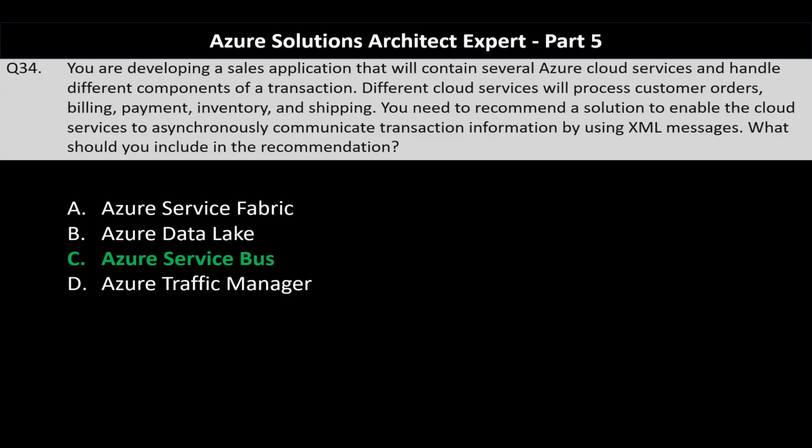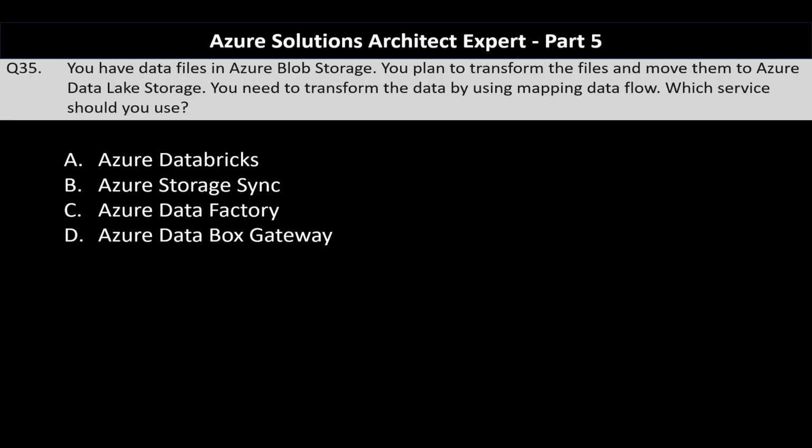Let's understand why the other options are incorrect. Azure Service Fabric is a microservice orchestration platform, but it is primarily focused on hosting and managing microservices. Azure Data Lake is designed for big data storage and analytics, whereas Azure Traffic Manager is a DNS-based traffic routing service used to distribute incoming traffic across multiple endpoints. Let's look at the next question.